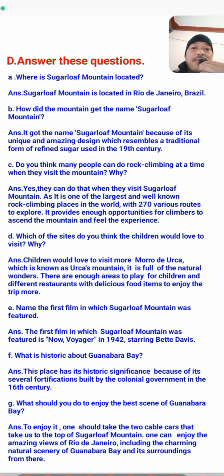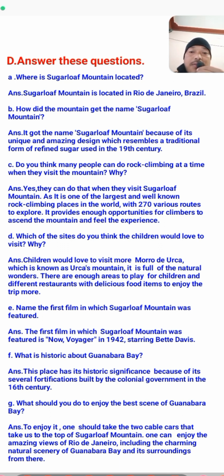Yes, they can do, and there they visit Sugarloaf Mountain, as it is one of the largest and best-known rock climbing places in the world. We have more than 270 various routes to explore. So this is how they can explore the places and do rock climbing.